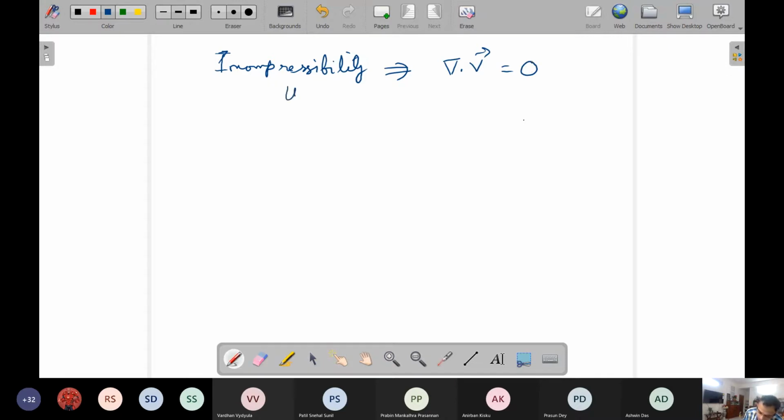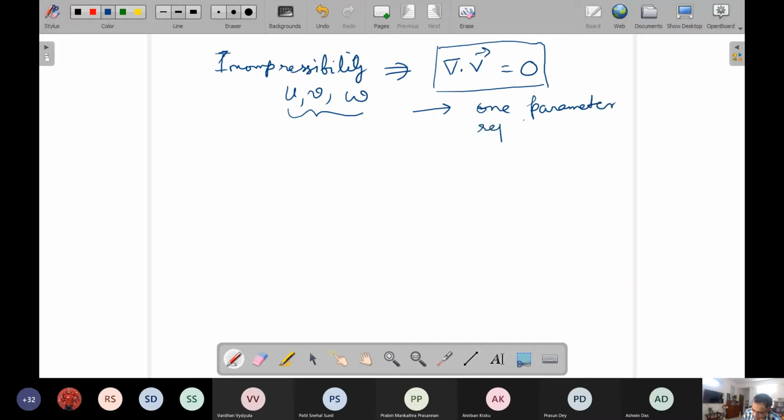Now, this itself will contain three velocity components in a Cartesian coordinate system U, V, W, in other coordinate systems, other notations, but more than one velocity component, whereas you have only one equation to deal with. So you have one equation to deal with, but multiple velocity components are there. Therefore, it may be convenient to use one parameter and express all these velocity components in terms of one parameter. So that is a parametric representation. So single parameter representation.